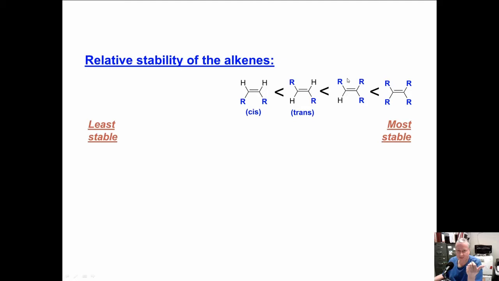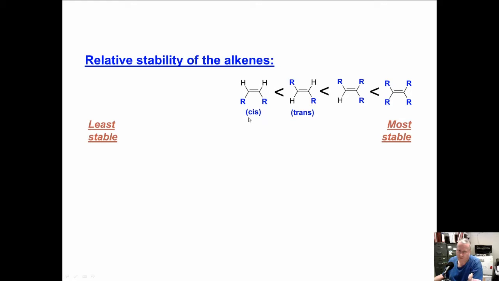Tri-substituted, right? Because you have one less R group. All right, so we're going to work our way from the right to the left. Tetra, most stable, most things. Tri-substituted, a little bit less stable. Now we're going to have the cis and the trans, and who's more stable, cis or trans? Trans is a little more stable than cis, right?